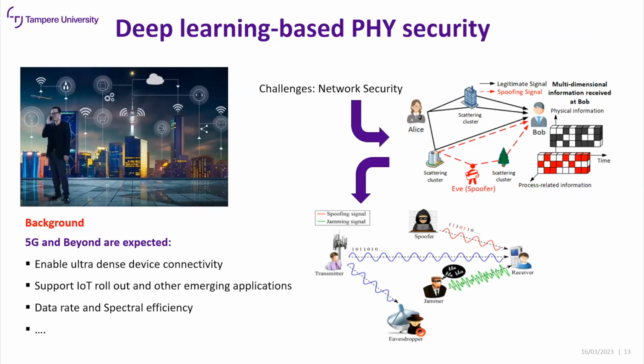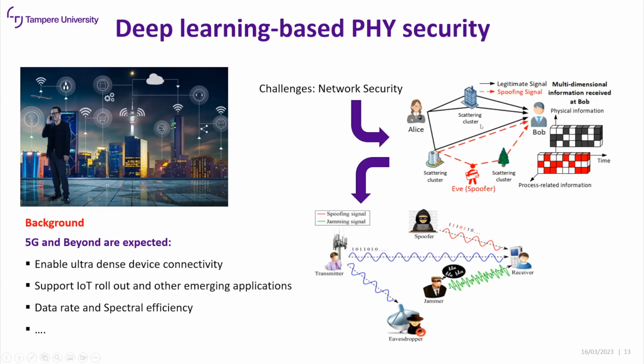Now, moving to the deep learning framework for physical layer security. This is a typical example of, as you know, 5G and beyond communication systems, which are expected to support ultra-dense connectivity due to the increase in wireless devices and the widespread of IoT devices. One of the challenges of this is security, because of the increase in massive connectivity. So the network is prone to potential attacks.